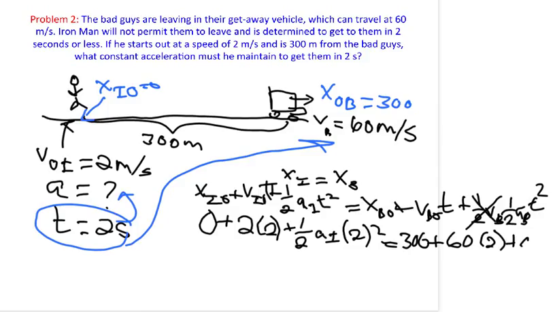Looking through this, it's always important to remember what variable it is that we're trying to solve for. We're trying to find Iron Man's acceleration. So at this point we just have numbers, one equation, and one variable. I'm going to keep going with the math. I have 4, that's the 2 times 2, plus 1/2 times a times 2 squared. The 2 squared becomes 4 times 1/2 is 2, and so it's 4 plus 2a, and I'm going to say ai for Iron Man, is equal to 300 plus 60 times 2. So that is 420.